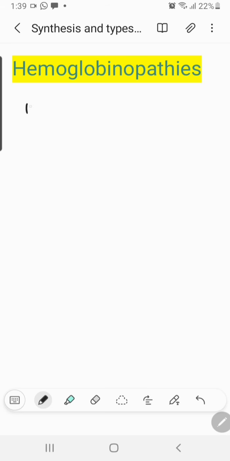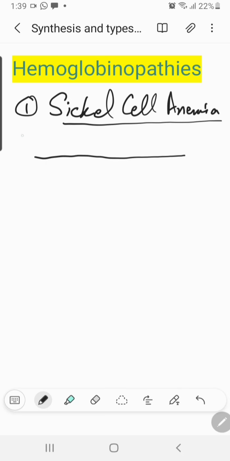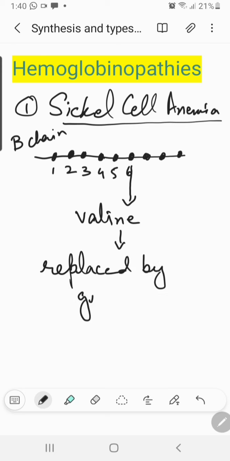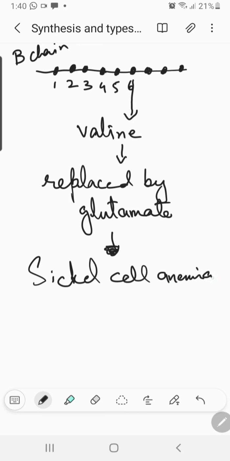Now let's very briefly talk about the hemoglobinopathies. The two very important hemoglobinopathies are sickle cell anemia and thalassemia. First of all, sickle cell anemia is present in African ethnicity, in which in the beta chain the sixth amino acid, valine, is replaced by glutamate, and hence causes a hemoglobinopathy which causes sickling of the cells.